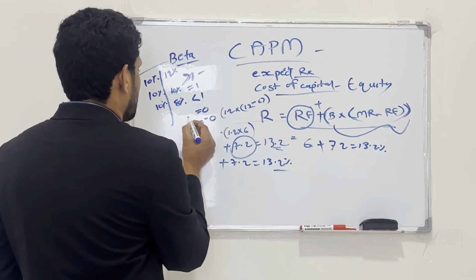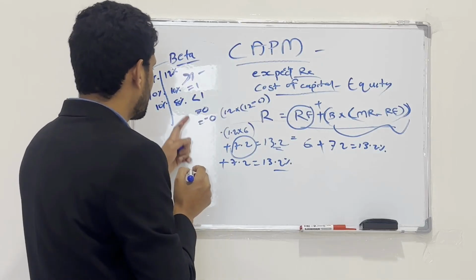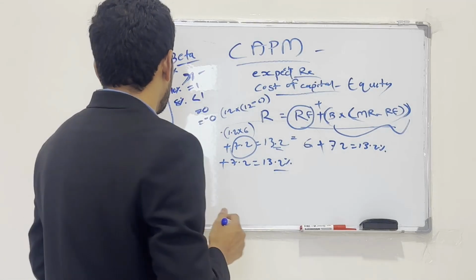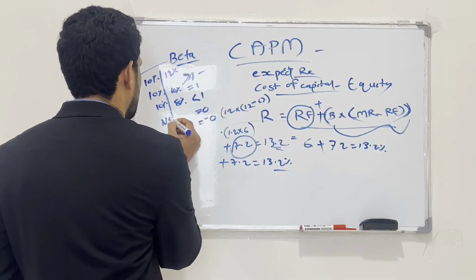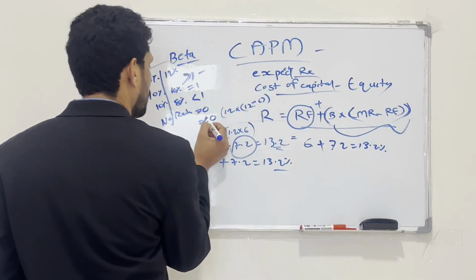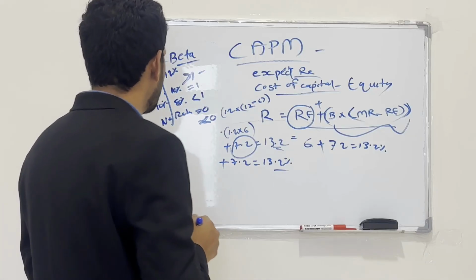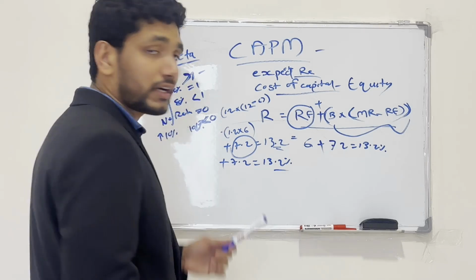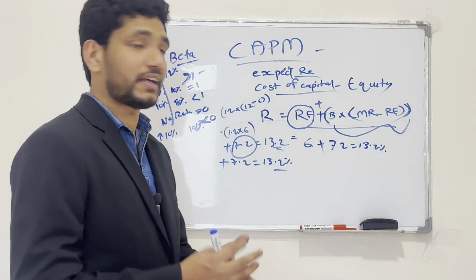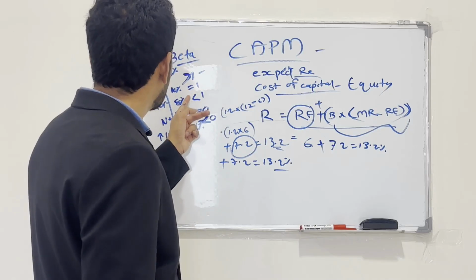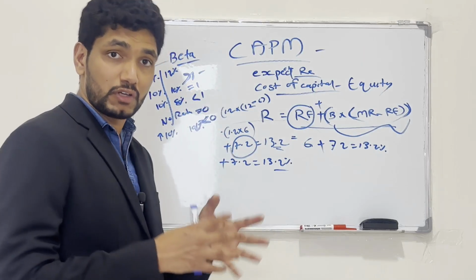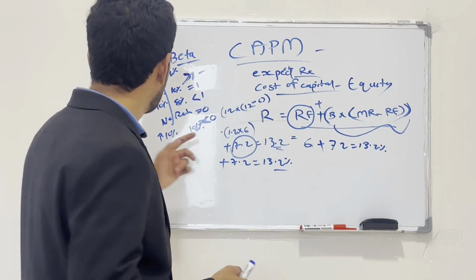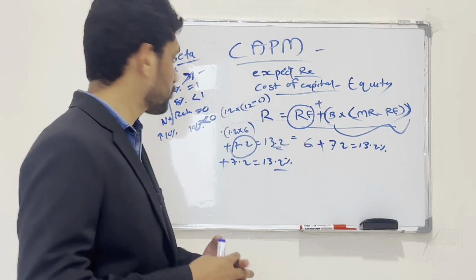If beta is 0, there is no relationship between market movement and the stock movement. If it is less than 0, then it is moving in the opposite direction. If beta is greater than 1, it is more volatile, and if beta is 1, the market and the stock price are moving in the same direction and the same proportion.